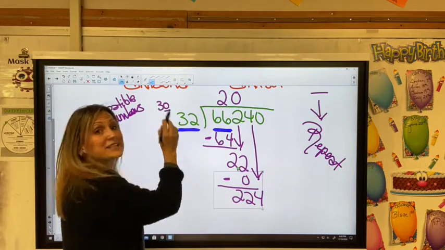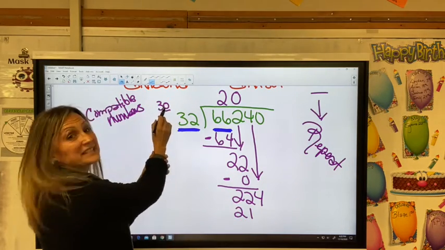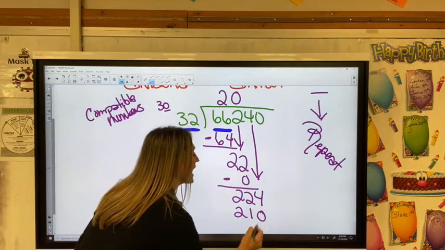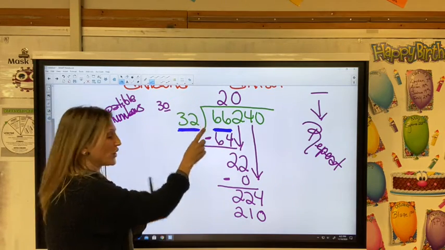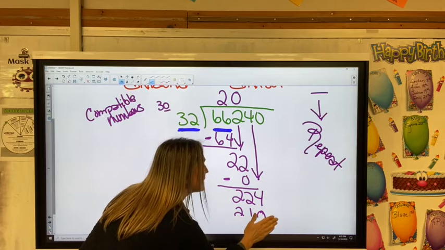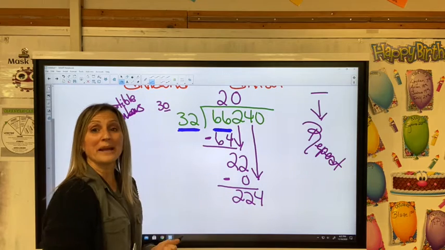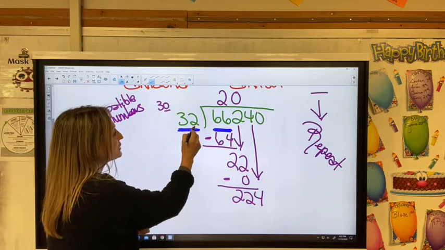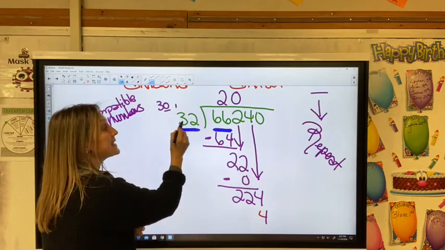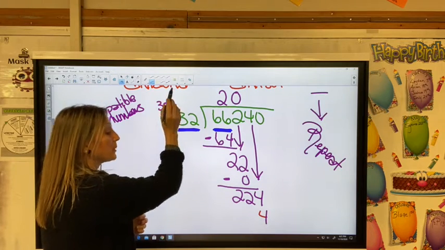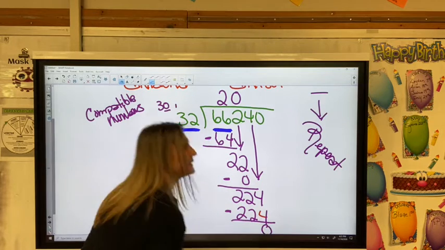So if I took 30 times 7, I know 3 times 7 is 21, but this is in the tens place, so I'm going to add that 0. So that would be 210. But my number is 32. So now I'm going to really use it and see if I can multiply 32 by 7 and still be less than 224. So 7 times 2 is 14. Carry my 1. 7 times 3 is 21. Plus 1 is 22. I subtract that, 6th graders, and I get 0.